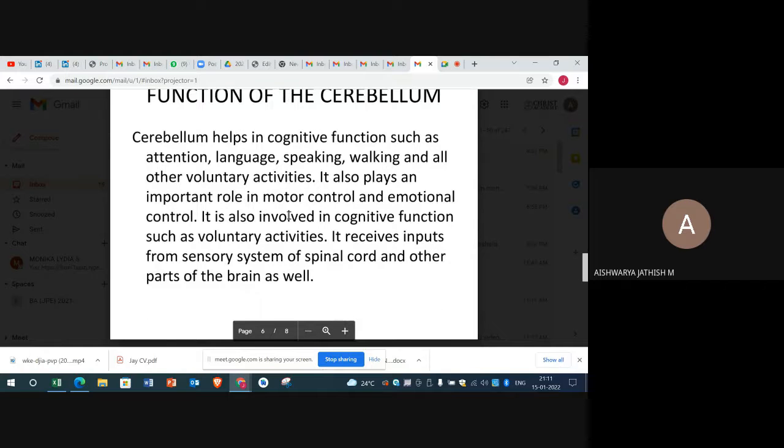What is the function? It helps in cognitive functions such as attention, language, speaking, walking, and other voluntary activities, that is, things which are under our control, which we can do by thinking. It plays an important role in motor and emotional control. It receives input from the sensory system of the spinal cord and other parts of the brain, processes it, and sends it back. So this is the function of the cerebellum.